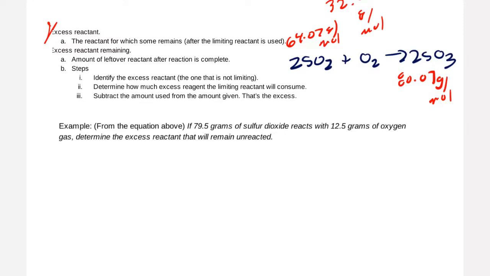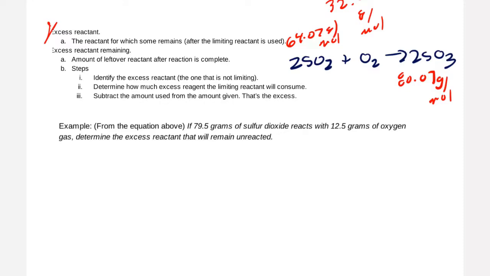Imagine if I had 30 slices of bread and 5 slices of cheese. What would be the excess reactant if we were making grilled cheese? Hopefully you just guessed the bread. Second of all, excess reactant remaining is the amount, a specific quantity left over.